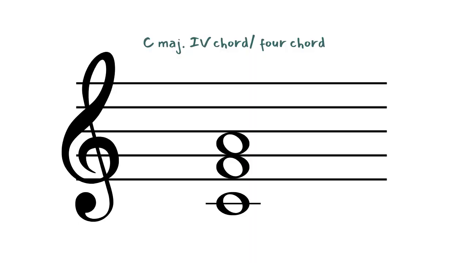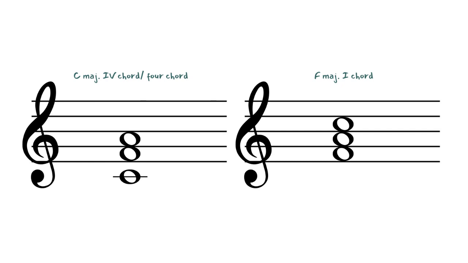Next I want to talk about the 4 chord. We're still in C major here. The 4 chord will be C, F, A. You may notice this is actually an inversion of our F major chord. The F major chord would be F, A, C, just as the bass 1 chord. So our C major 4 chord is just an inversion of that because it's got the C on the bottom instead of the top.